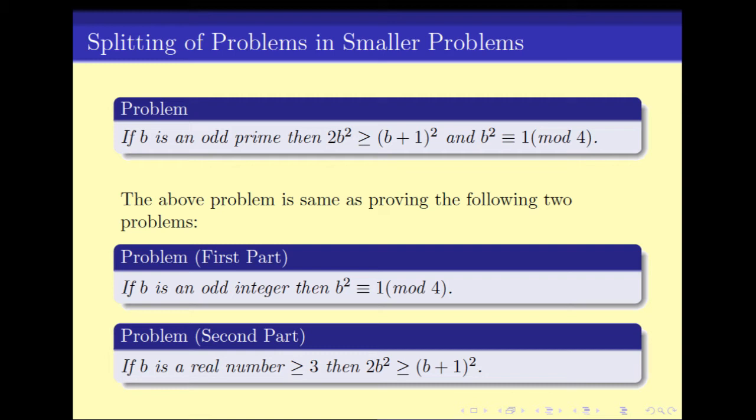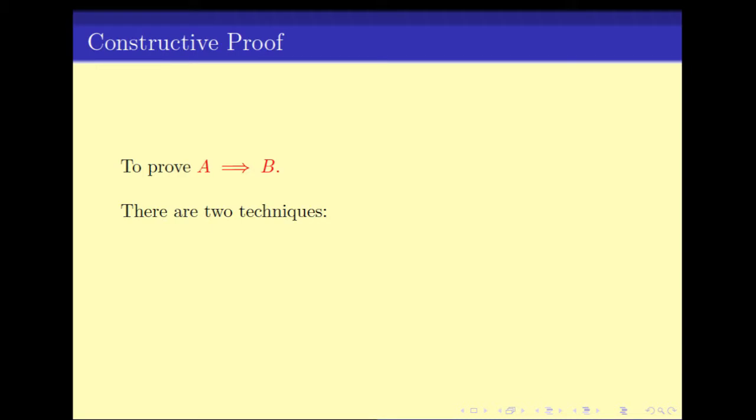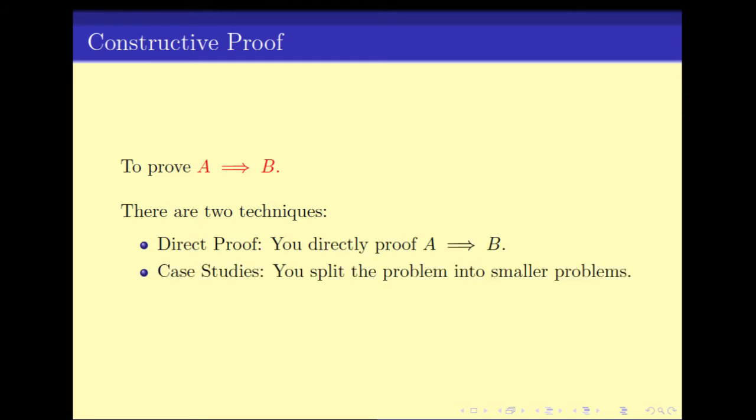After we split this, the next technique that we applied was the direct proof technique. We used the direct proof to solve both the first and second part. These are the constructive proofs. A constructive proof has two parts: the direct proof, namely A implies B, where you work with A and go and prove B, and the second part, case study, which is when we split the problem into smaller problems.